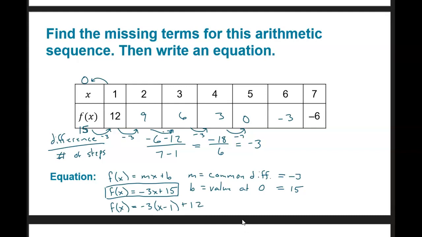That is also a valid equation, and is actually equivalent to this equation here. They are the same equation because if you distribute through, you get -3x plus 3 plus 12, and 3 plus 12 is 15. So these are equivalent equations. If this made sense to you, how to use the first value, that's cool. You are welcome to use it, but don't feel like you need to. You can just go back and calculate what the value at 0 is and use that instead.